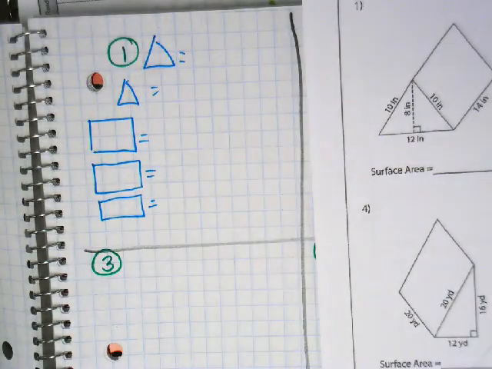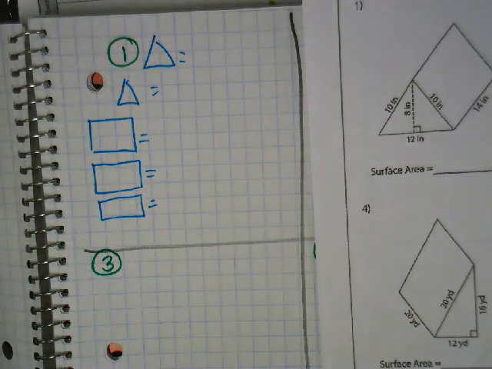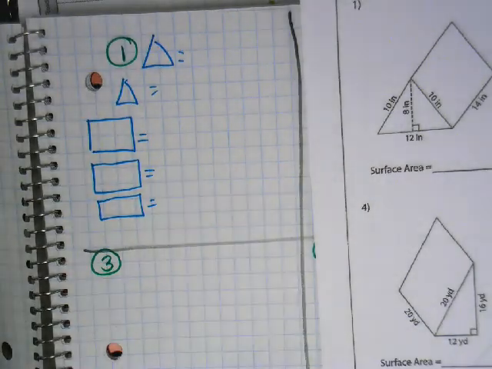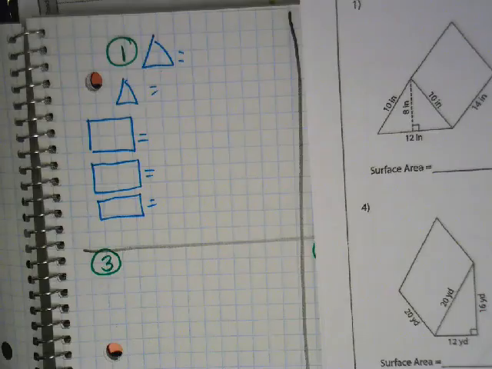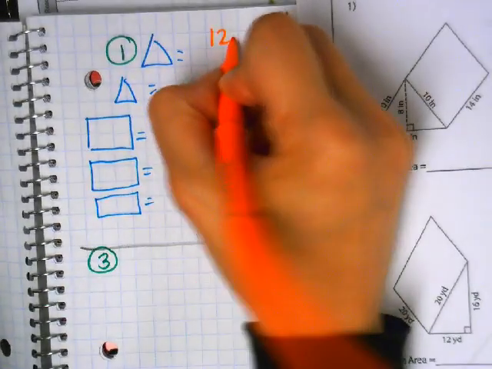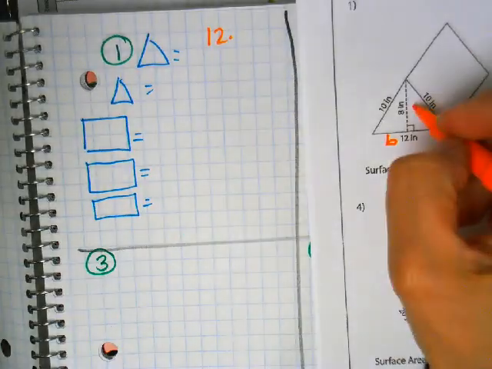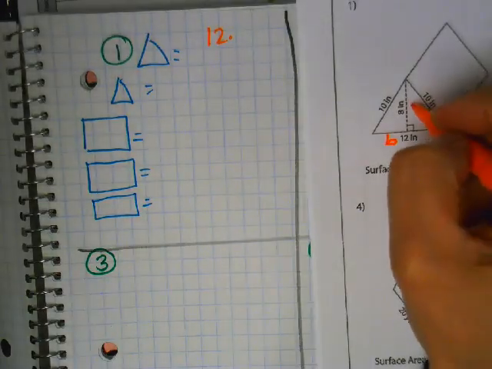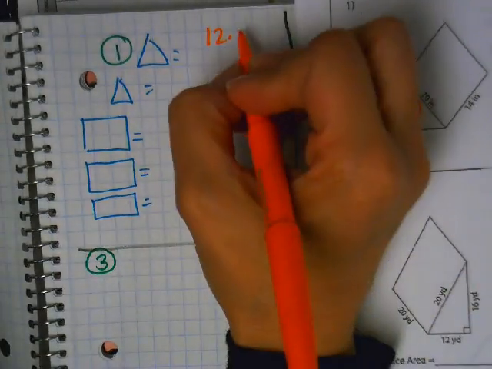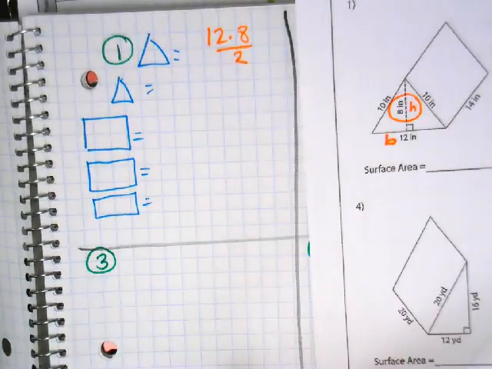All right. So, we're going to start the first one together. What is the base of my triangle? What's the height of my triangle? No. 8. The 10s are slanted. Can't use them. So it would be 12 times 8 divided by 2.